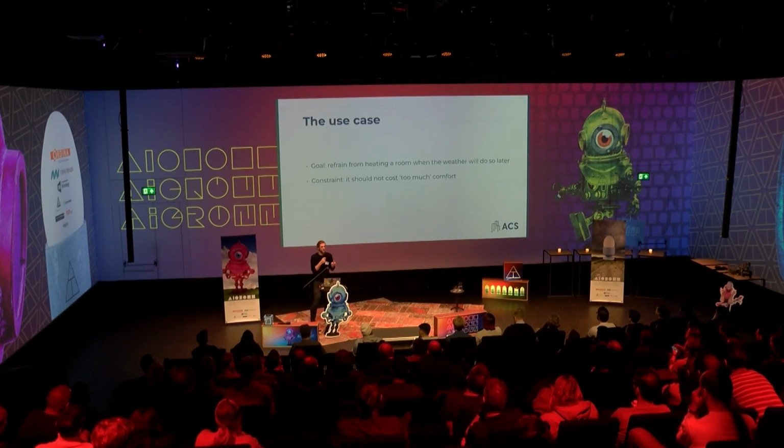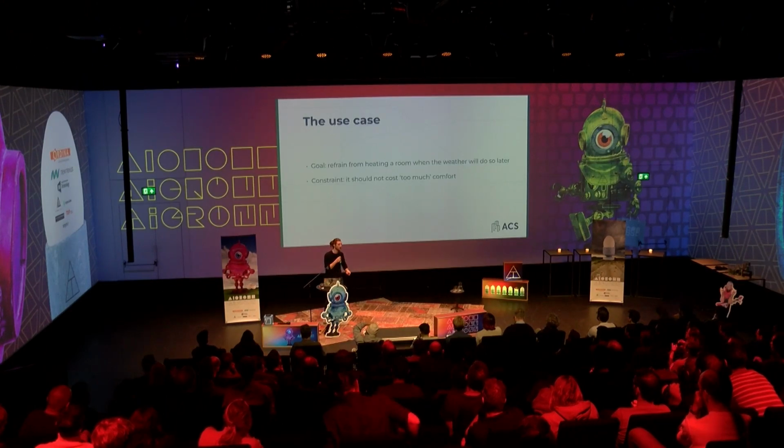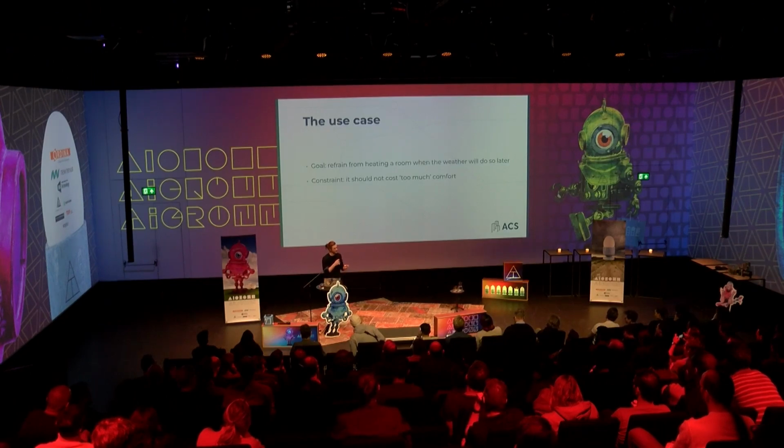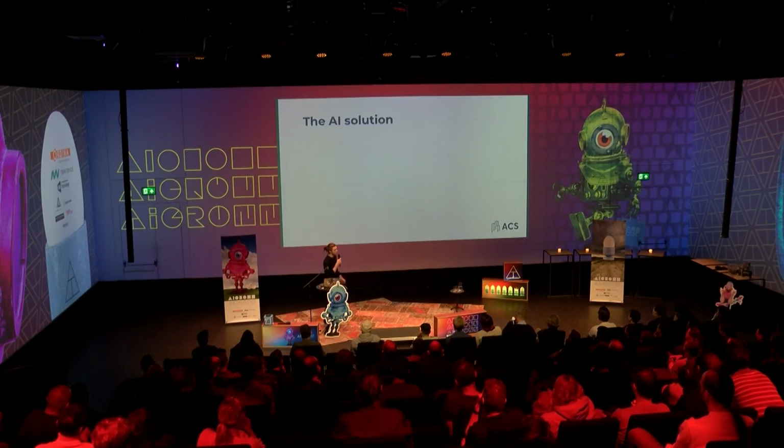Constraint: it should not cost too much comfort. So we don't want people to come in at 10 degrees, but in 5 hours it's warm enough. No, that's not right. Okay? This was the use case. Everything still clear? Good. Next, the AI solution.